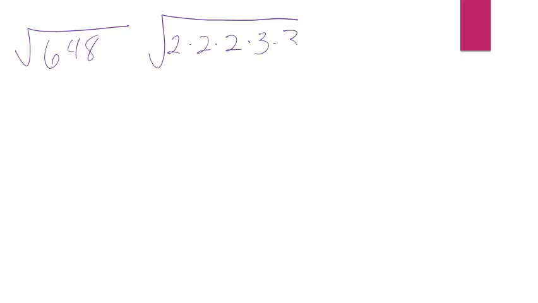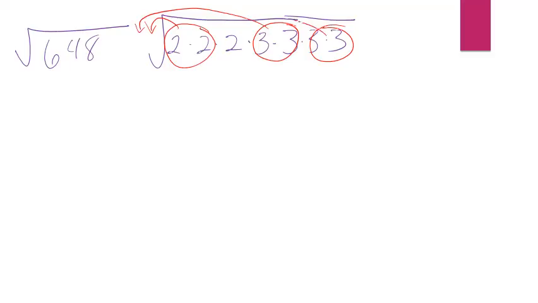Let's look at another one that's a little more difficult. We have the square root of 648. Again, you can put 648 into your calculator and get the prime factorization. The prime factorization of 648 is 2 times 2 times 2 times 3 times 3 times 3 times 3. We have a few different pairs here. We have a pair here, we have a pair here, and a pair here. So each of those can go outside of the radical sign.